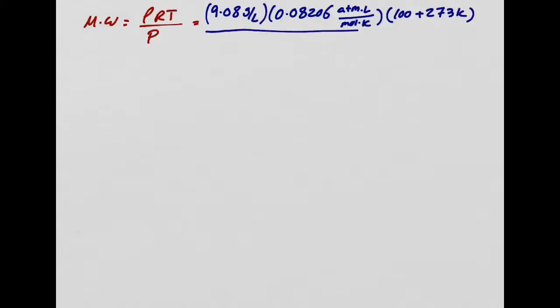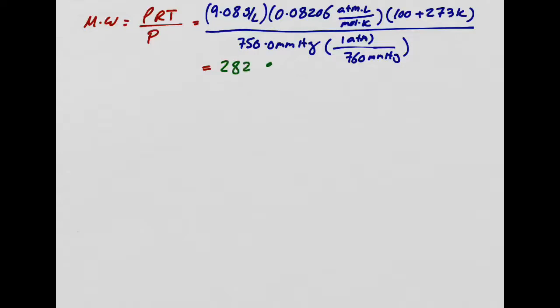So far, so good. Now pressure is 750 millimeters of mercury. What do I need to do? I need to convert it to atm. 1 atm is 760 millimeters of mercury. Okay. All right. Perfect. So I had everything that I needed, and I was able to convert it to the right units. So when I plug everything in, what I end up getting is 282 grams per mole. 282 grams per mole. Okay.